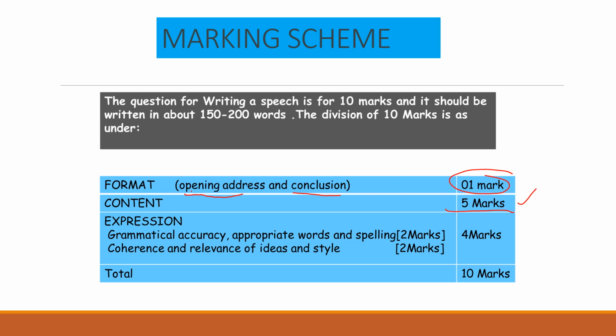So 4 marks are for your expression. These are further divided into 2 parts. The first part is grammatical accuracy, appropriate words and spelling, and the second part is coherence. Both grammatical accuracy, coherence, and relevance of idea and style, they are for 2 marks each. So this is the further division of marks. It is a 10 marks question.